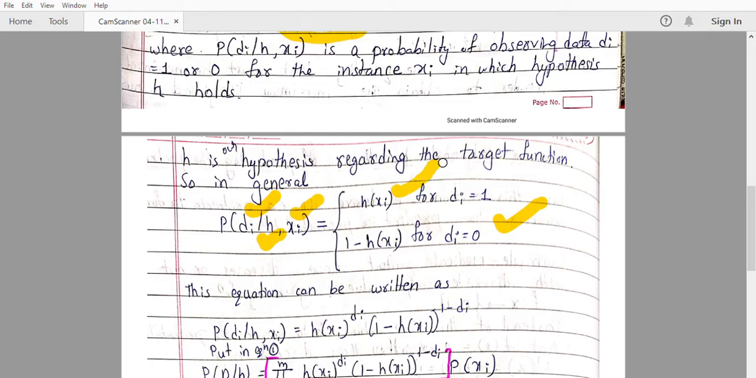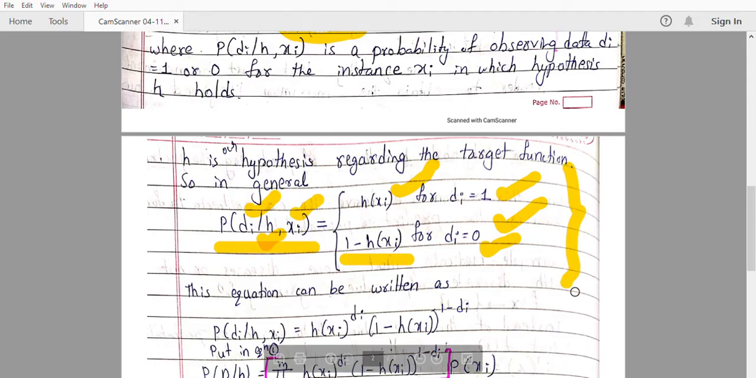So that is h of xi for di equal to 1. For di equal to 1, you are going to get h of xi. For di equal to 0, we are getting another probability, that is 1 minus h of xi. So the output of this will be a probability. If this is one probability for di equal to 1, this is another probability for di equal to 0. So this is what we have represented using this. I hope you understood this. If you have any doubt, please clarify.